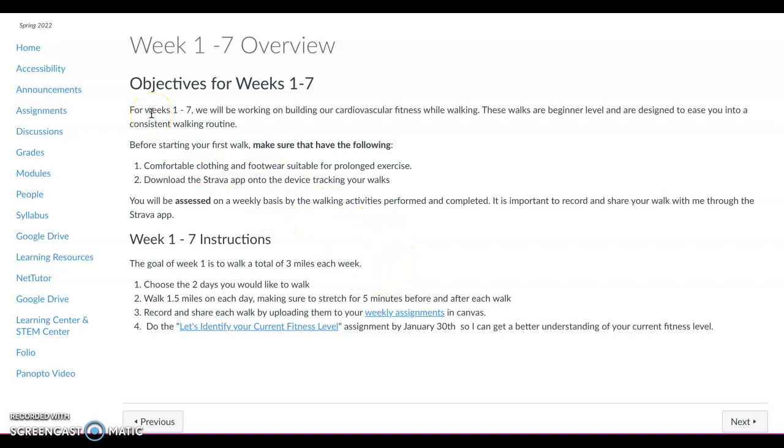Fitness 304 is an opportunity for students to get active and practice a healthy lifestyle. I'm looking forward to a great semester of walking fitness.